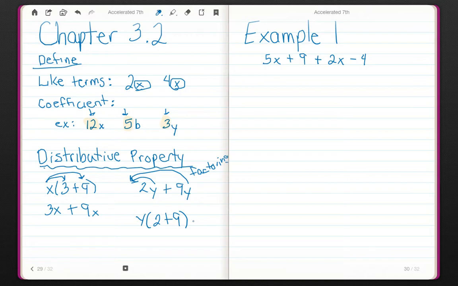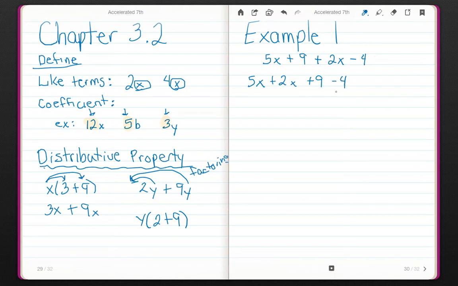Now, why is this important? Let's go ahead and look at example 1 here: 5x plus 9 plus 2x minus 4. The first thing I'm going to do is use the associative and commutative properties to reorder these so that my like terms are together. Variables always go first. So 5x plus 2x plus 9 minus 4. Then I'm going to add the 5x and 2x together, and my answer is going to be 7x.